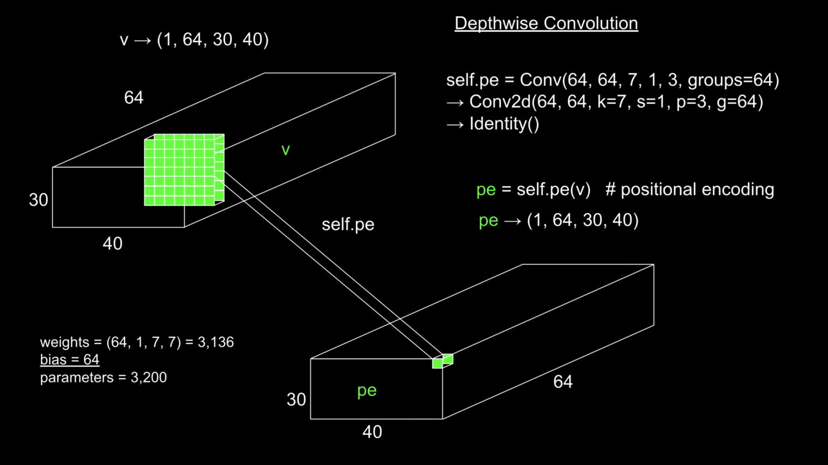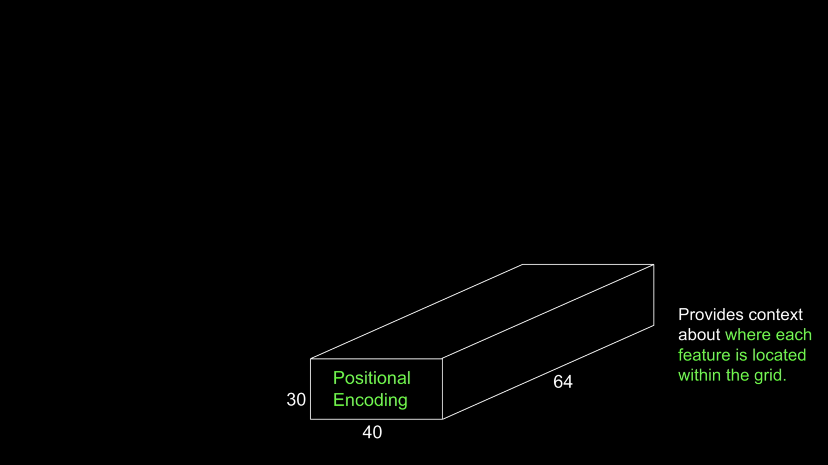Following this, we pass the result through an identity layer. This layer applies no transformation. It simply forwards the output as is. The end result is a positional encoding tensor that maintains the same shape as V, but now carries richer contextual information about the spatial positioning of each feature within the grid.